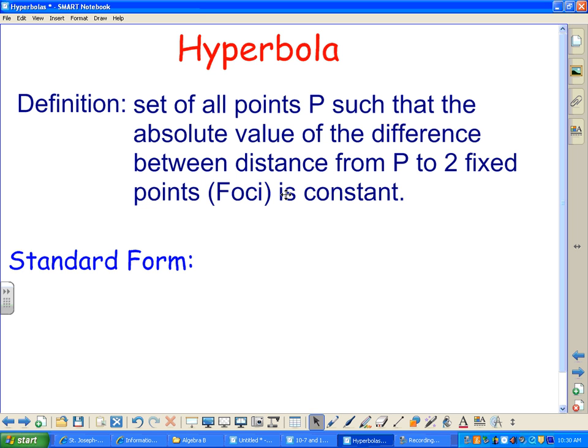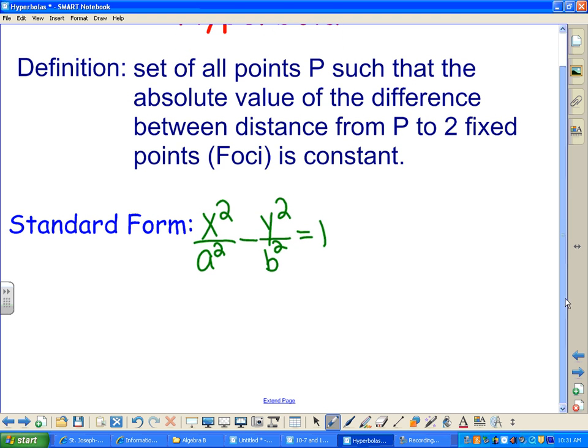So here's what your standard form is going to look like. You're going to have x squared over a squared, but instead of plus, guess what? It's going to be minus y squared over b squared, still equal to 1. But do you think that the x squared always has to be positive? No. So it could be written like this. y squared over b squared, and it really doesn't matter if you want to leave b squared with the y squared, that's fine, minus x squared over a squared is equal to 1. Okay?